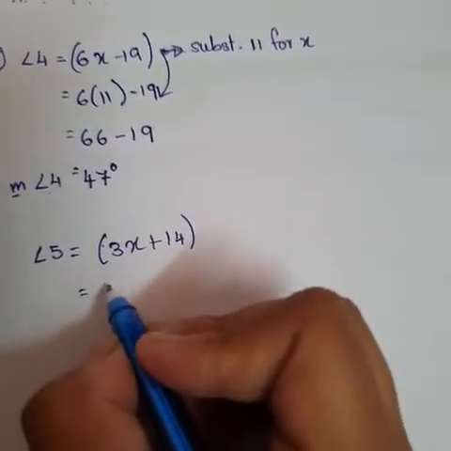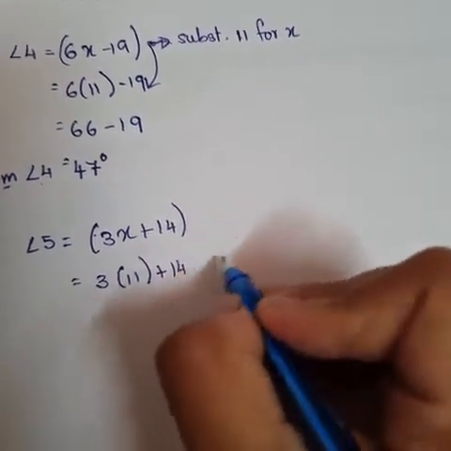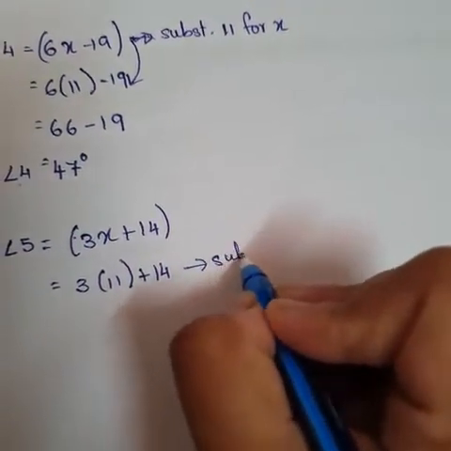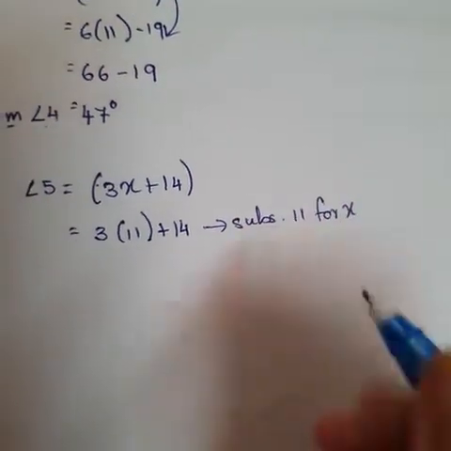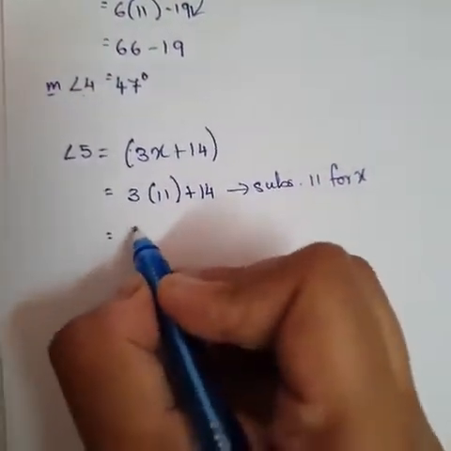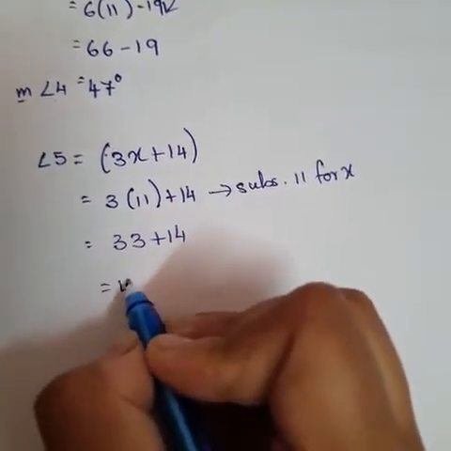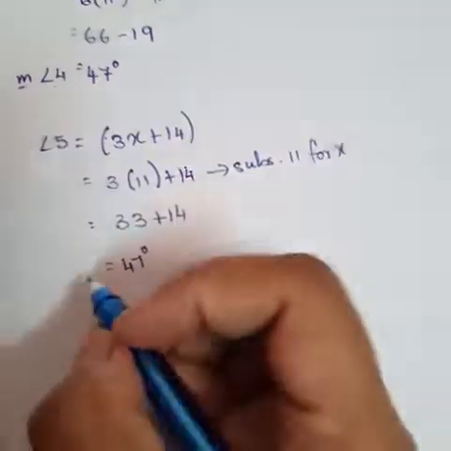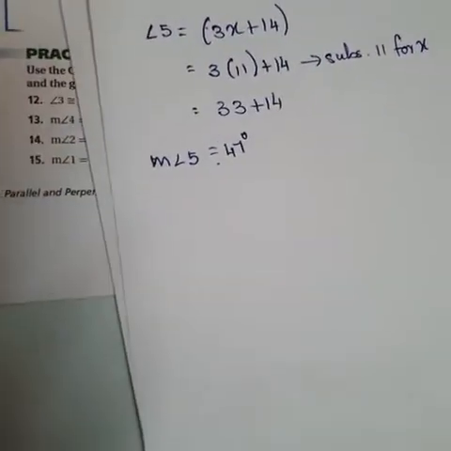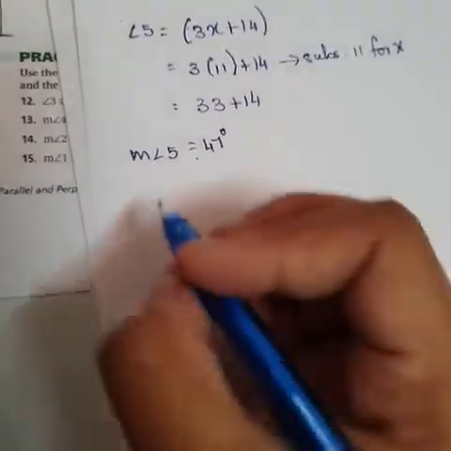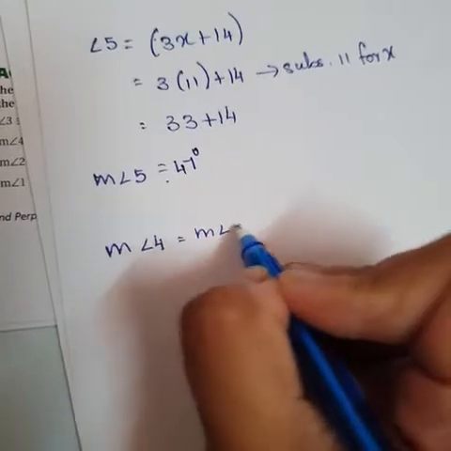So all you need to do is substitute 11 in place of x. Give the reason for what you have done. Substitute 11 for x. Okay, so 3 times 11 is 33, plus 14 is going to give you 47 degrees. So again we got the measure of angle 5 also as 47 degrees. Of course we have to use the theorem. So measure of angle 4 is equal to measure of angle 5.